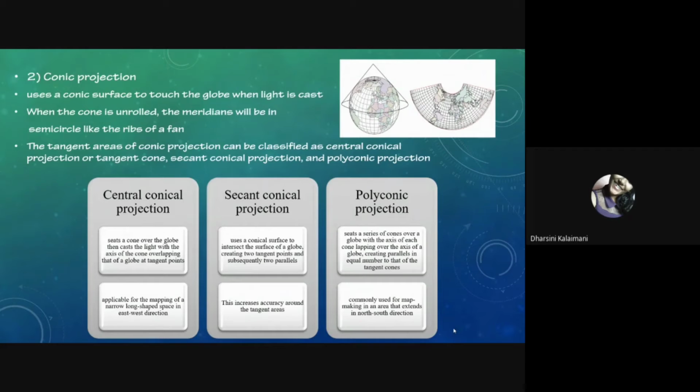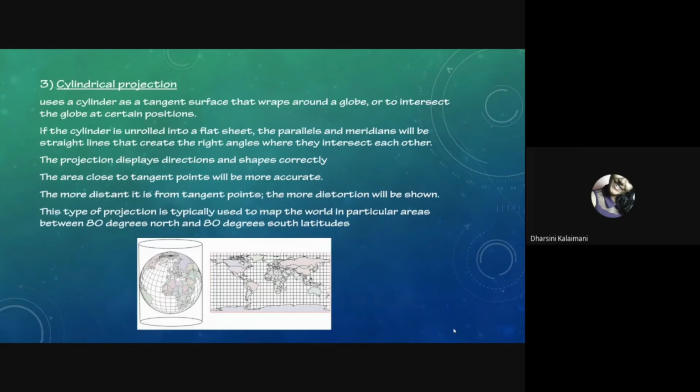Third is polyconic projection. This projection seats a series of cones over a globe with the axis of each cone overlapping the axis of the globe, creating parallels equal in number to that of the tangent cones. This projection is commonly used for map making in an area that extends in a north-south direction.